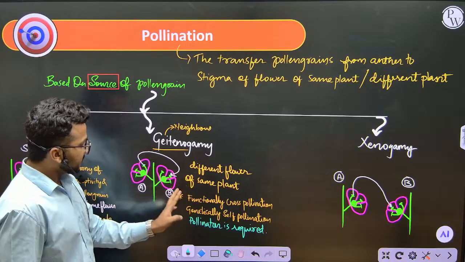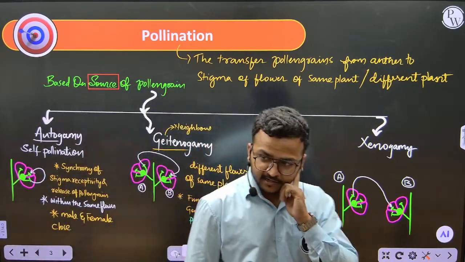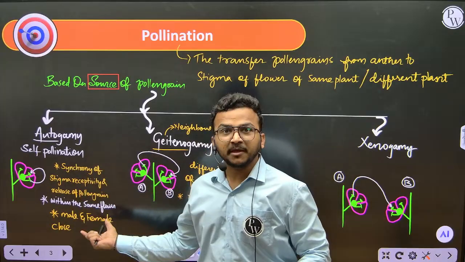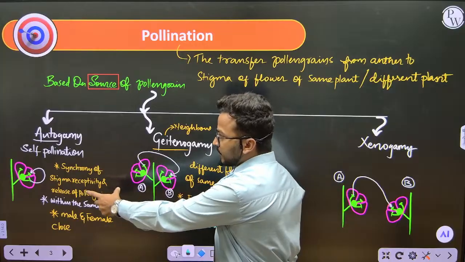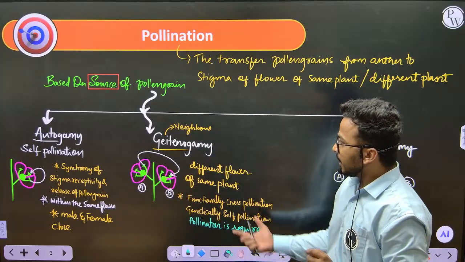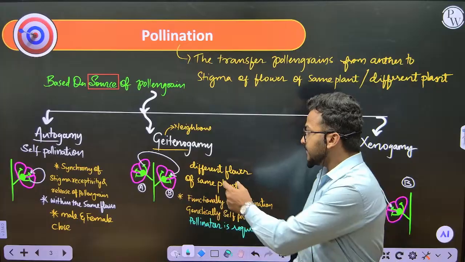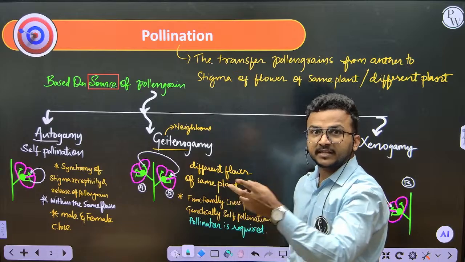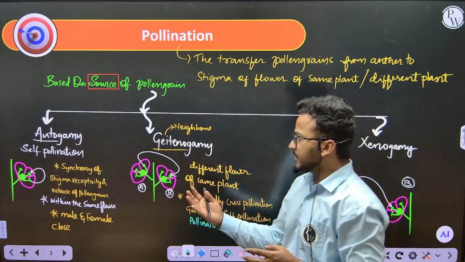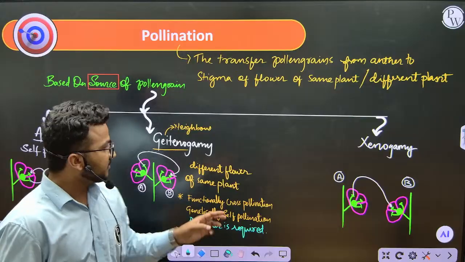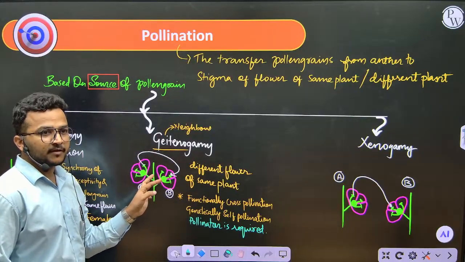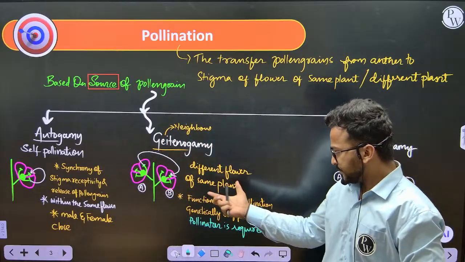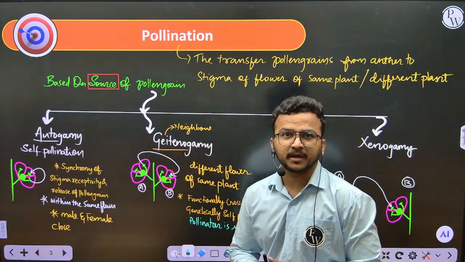So different flowers of the same plant, that is Geitonogamy. You can understand it like this: if the marriage is taking place within the same family, among the same relatives, then it is self pollination. Geitonogamy is the neighbor marriage. The marriage will be taking place within the neighborhood, with some far relatives, like the mother-in-law's daughter and all like that. So that will be Geitonogamy.